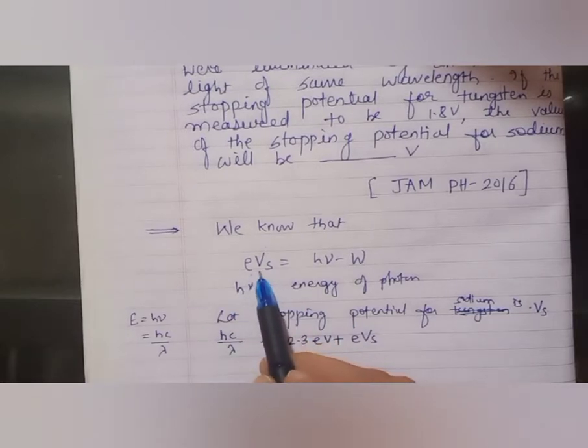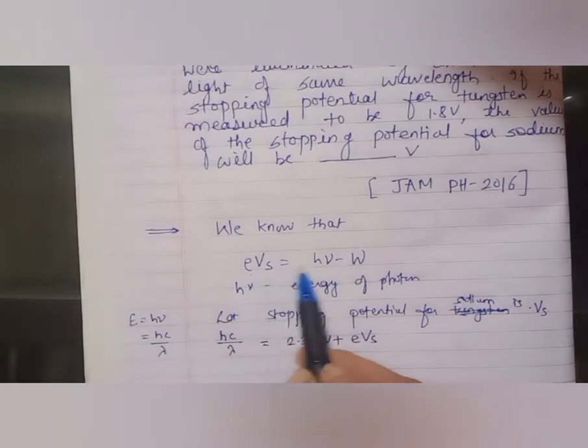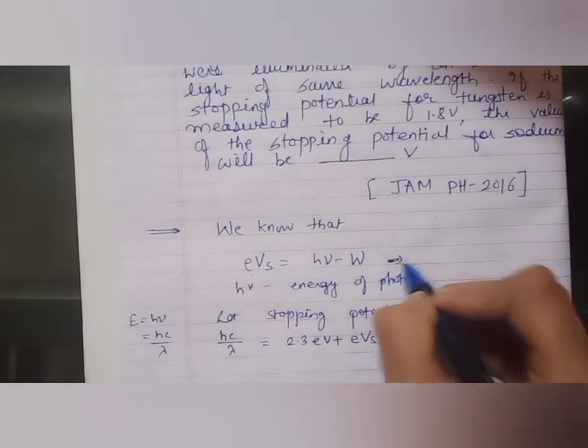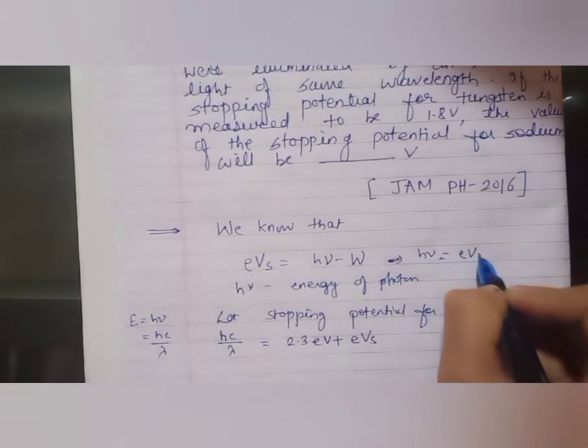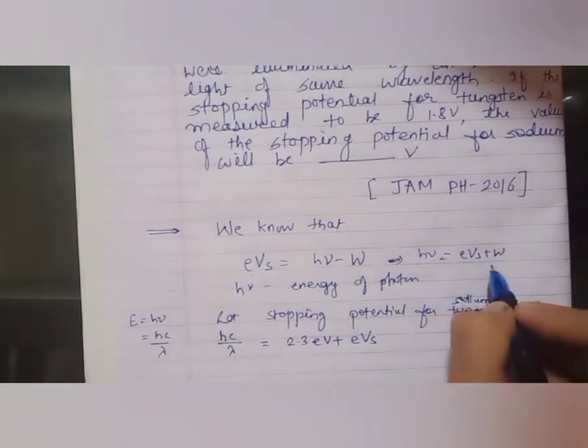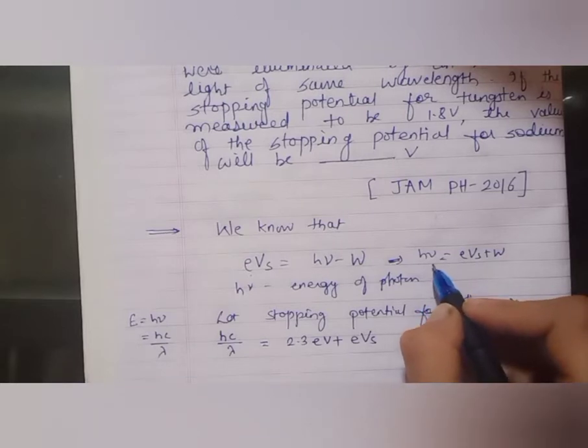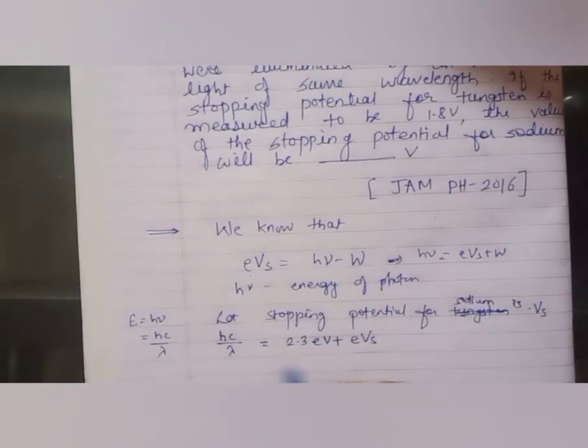Now here I have just reframed this equation. h nu equals eVs plus W. I am writing it this way, or in place of h nu I have written hc upon lambda. So this equation is reframed this way: hc upon lambda equals 2.3 electron volt plus eVs.